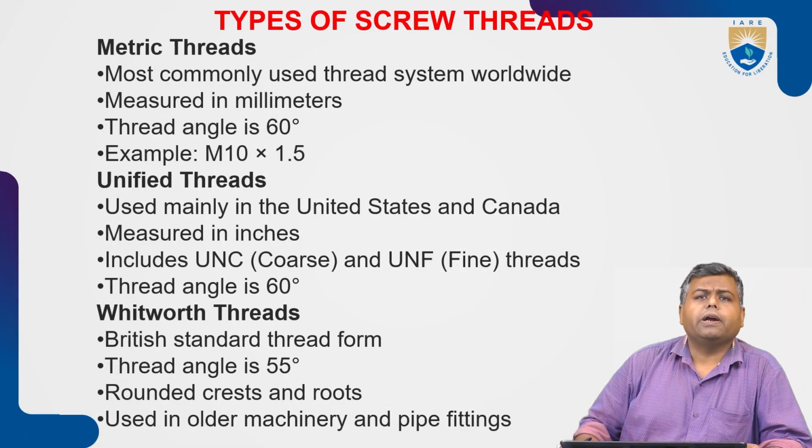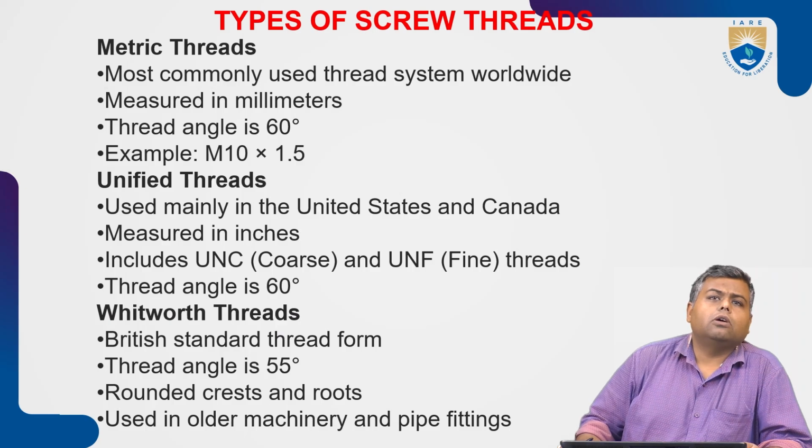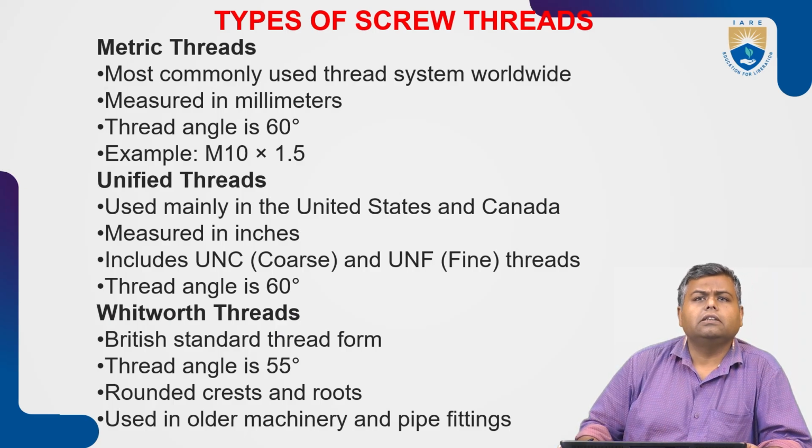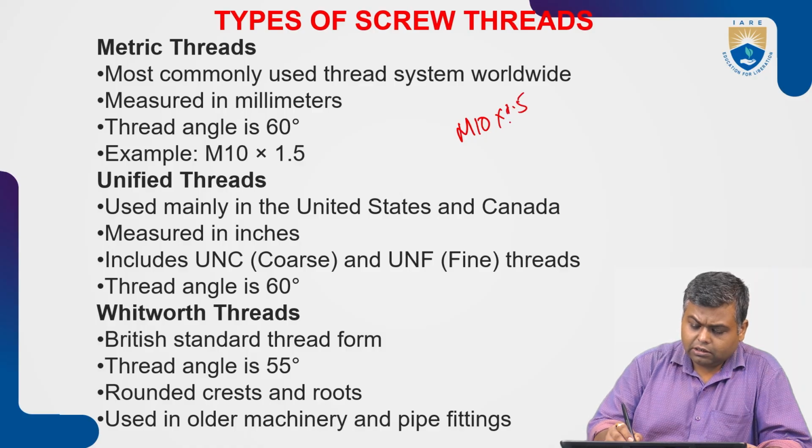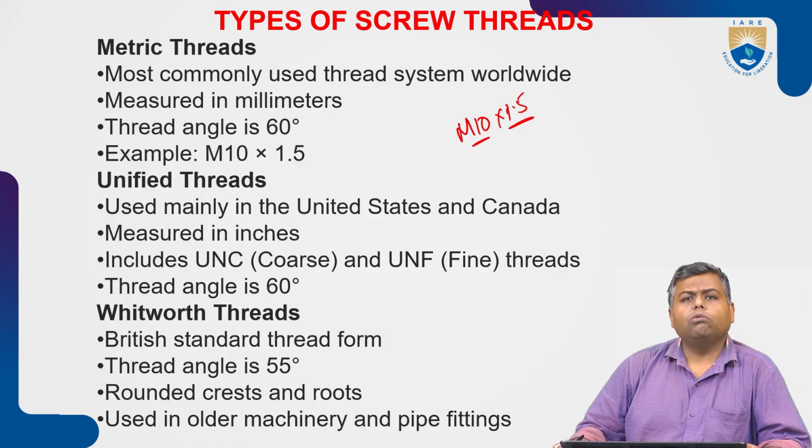Let us see them one by one with respect to their importance. Metric threads are the most commonly used thread system worldwide. They are measured in millimeters. The thread angle is 60 degrees. For example, we have M10 x 1.5. This shows the diameter and this shows the pitch. That is how we read it.